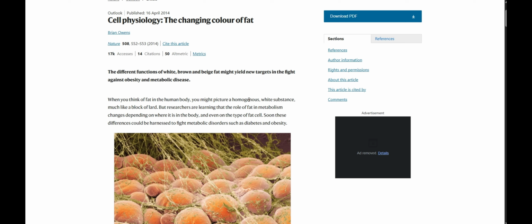and metabolic disease. When you think of fat in the human body, you might picture a homogeneous white substance, much like a block of lard. But researchers are learning that the role of fat in metabolism changes depending on where it is in the body and even on the type of fat cell. Soon, these differences could be harnessed to fight metabolic disorders such as diabetes and obesity.